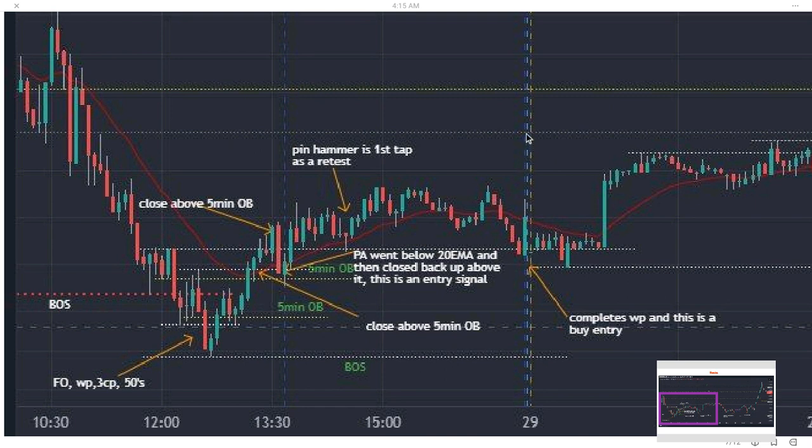So this is the vertical blue line. The vertical blue lines show buy entries and the vertical red lines show sell entries.